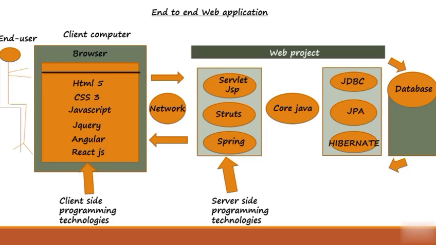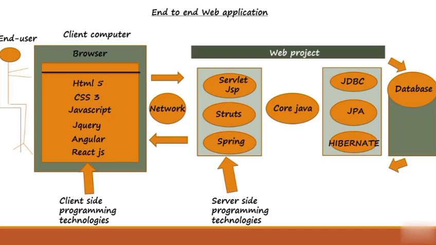Our servlet JSP will take that request and validate it by using core Java. This servlet JSP, Struts or Spring or JDBC, JPA, Hibernate, everything is developed by using core Java. So core Java is main in our web project. Whenever the username and password request is forwarded to our web project, our servlet JSP will validate them. If the username and password are valid, then the request will be forwarded to JDBC.